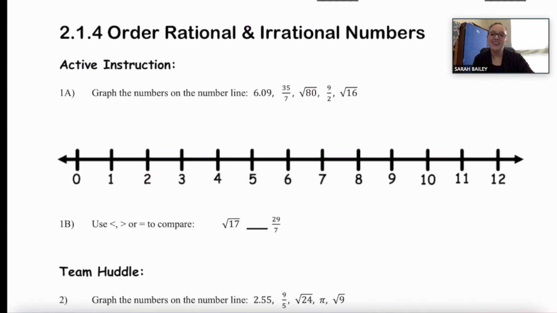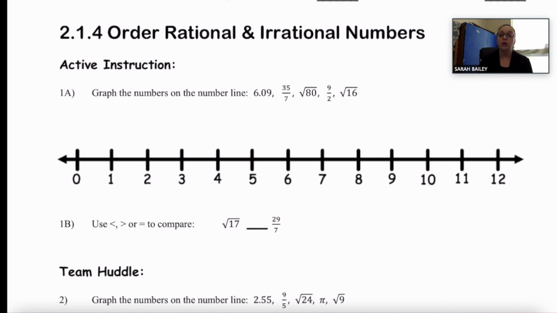Hello everybody. In today's lesson we are going to compare and order rational and irrational numbers. So one of the easiest ways to compare them or put them in order is to use a number line. Place the numbers on a number line and then you can make your comparison or put the numbers in order.